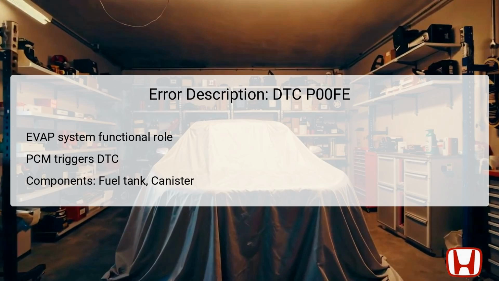The primary components involved include the fuel tank system, the EVAP canister, and the EVAP leak check module, ELCM. The fuel tank is located underneath the vehicle, while the EVAP canister can be found in the engine compartment or near the fuel tank. The ELCM monitors pressure and ensures the system is functioning correctly.